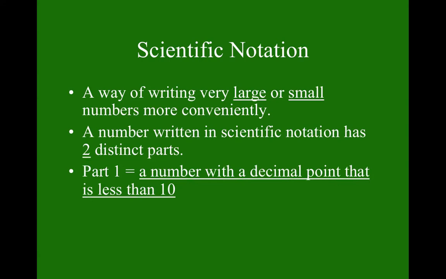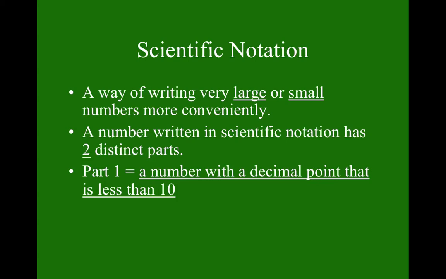The first part, and this is often the part that students will mess up from time to time and make mistakes on, needs to have a number with a decimal point, and it has to be greater than 1 but less than 10. And those are the rules. It can't be greater than 10. Okay, it also has to be at least 1.